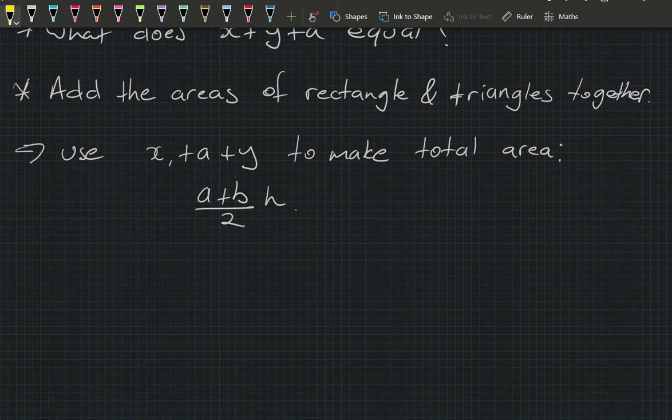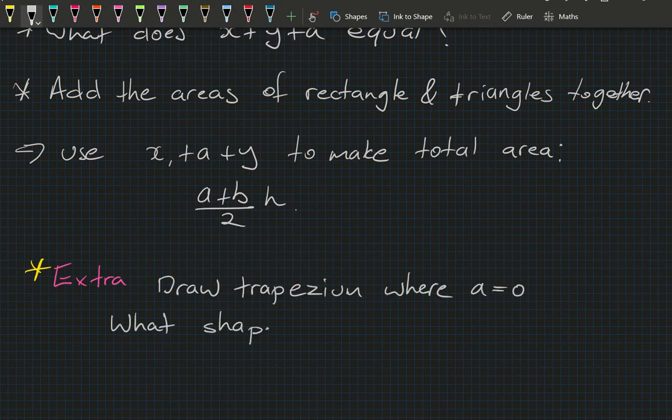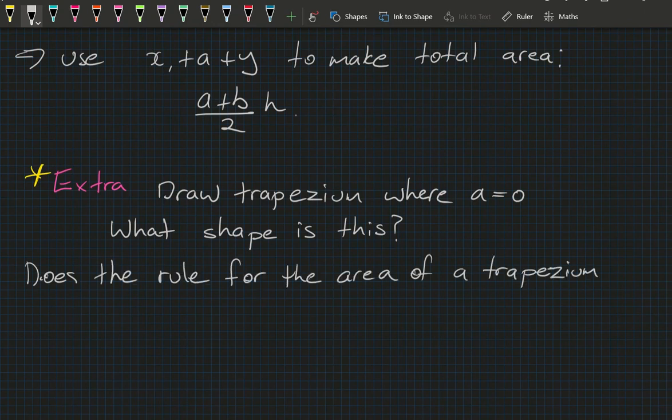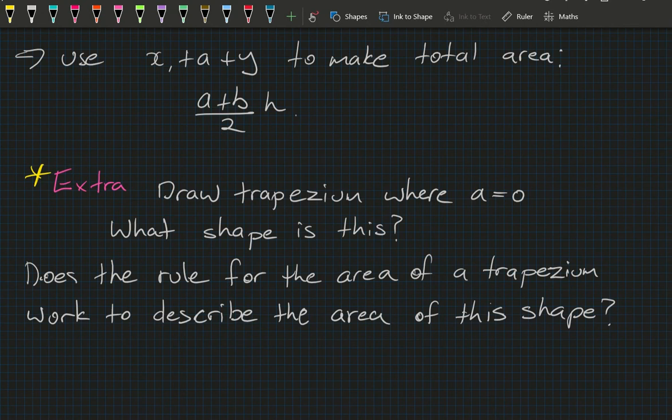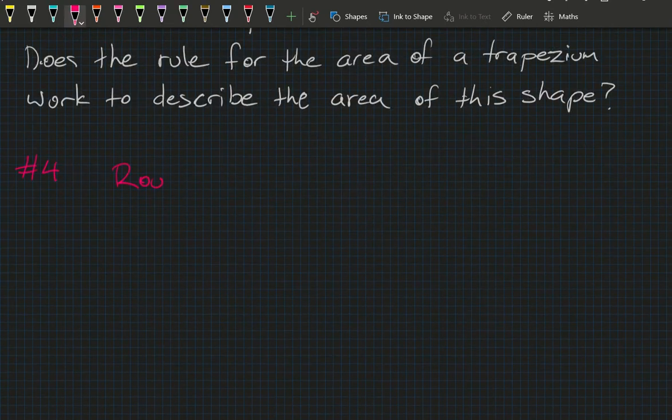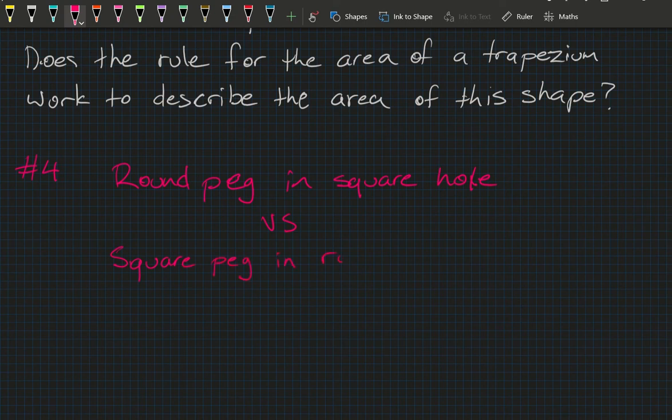I have an extra question for you. Draw the trapezium where the short side A is equal to 0. What shape is this? Does the rule for the area of the trapezium work to describe the area of this shape? Alright, and lastly, challenge 4, round peg, square hole versus square peg in round hole.